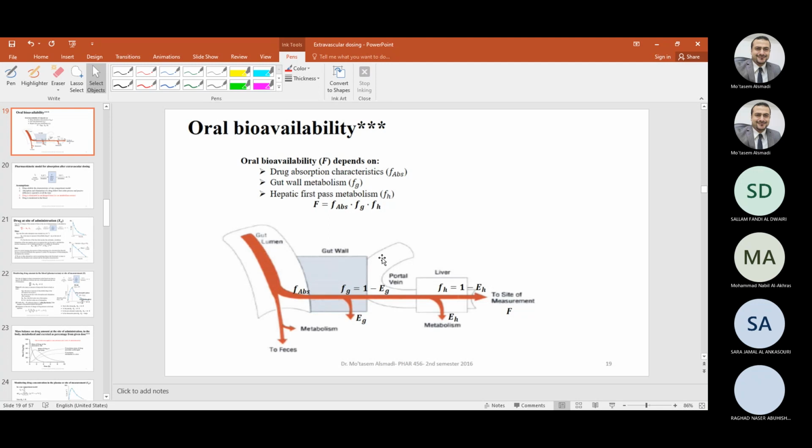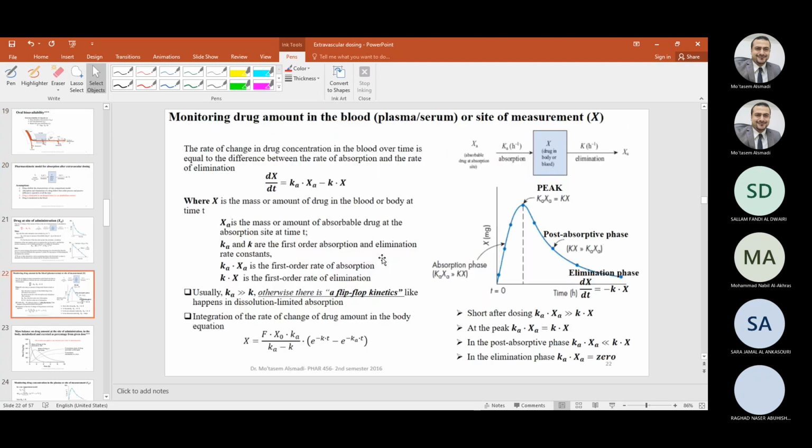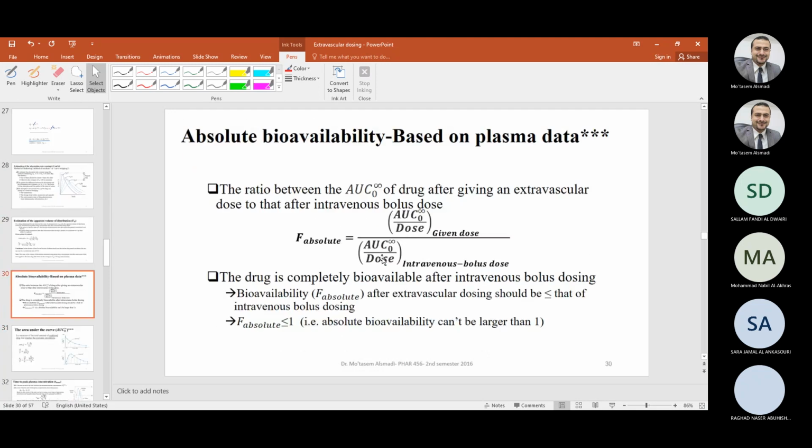The drug that comes from, for example, subcutaneous or intramuscular absorption does not go to what? To the liver, right? There's no first-pass hepatic extraction after intramuscular, subcutaneous, or inhalation dosing. It's only applicable to what? To oral dosing. Also, there's no GI wall extraction on the first pass except after oral dosing. That's why this equation is only relevant to what? To oral absorption. The other equations in this chapter are general equations. They can be applied to all of the extravascular dosing routes.